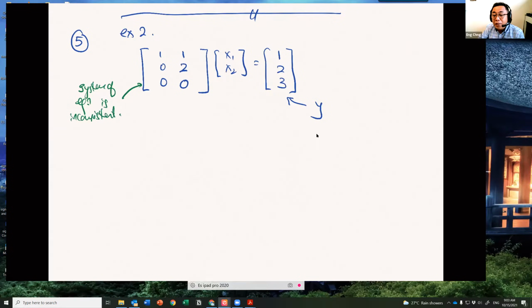Okay, and then you say, hey, isn't this problem exactly like the previous one? No, because although the y is the same, these two guys are not orthogonal anymore. They are not orthonormal, they are not orthogonal.